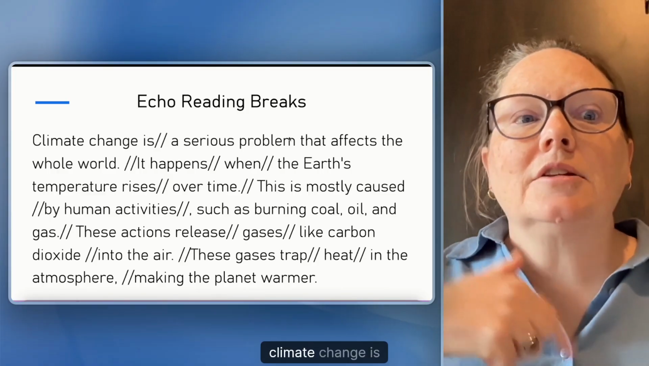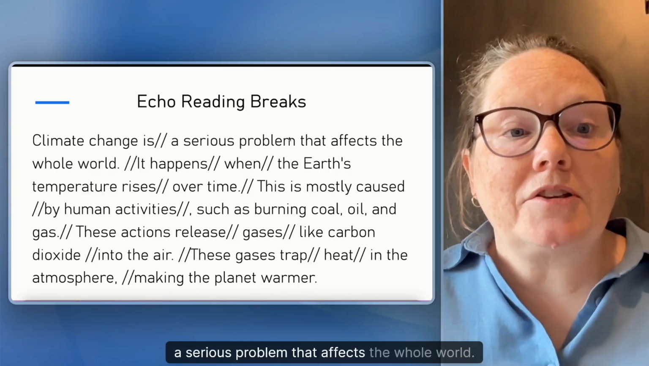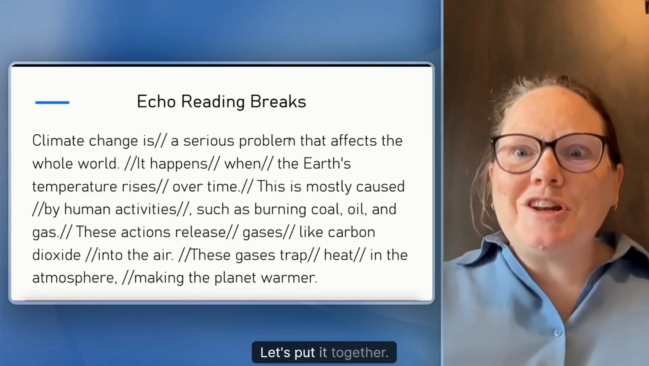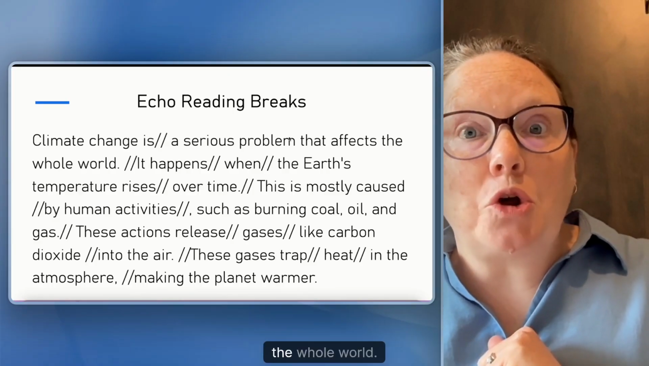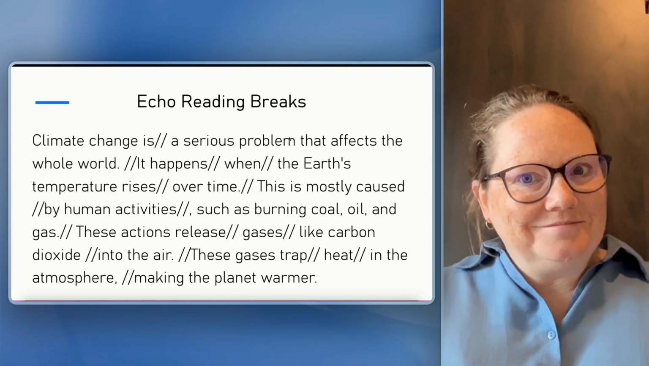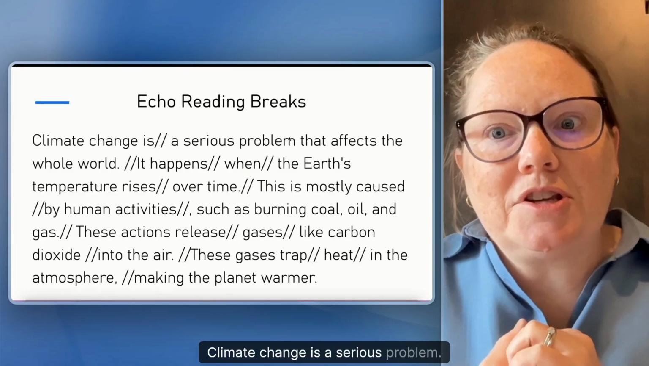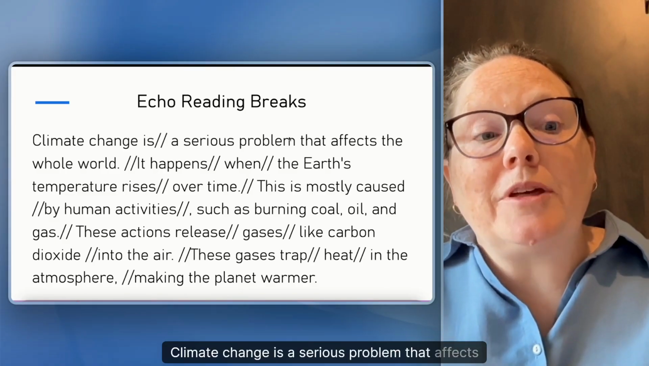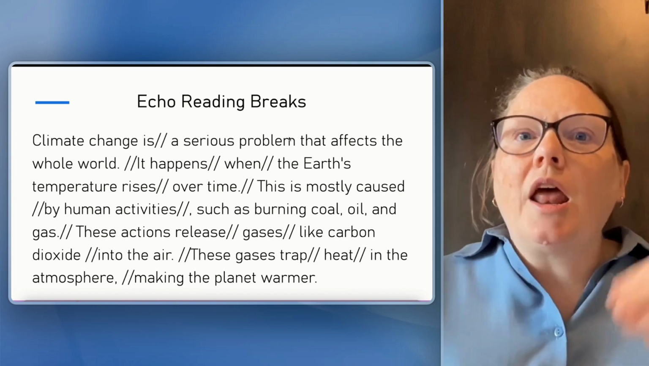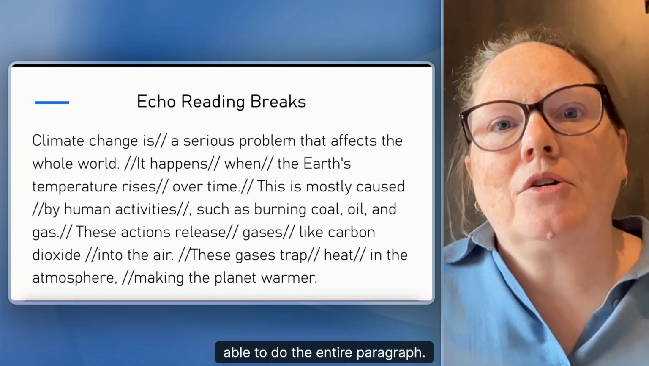So again, climate change is a serious problem that affects the whole world. Let's put it together. Climate change is a serious problem that affects the whole world. And we do it again. Climate change is a serious problem. Climate change is a serious problem that affects the whole world. Right? And then we'd go through, and eventually we'd be able to do the entire paragraph.